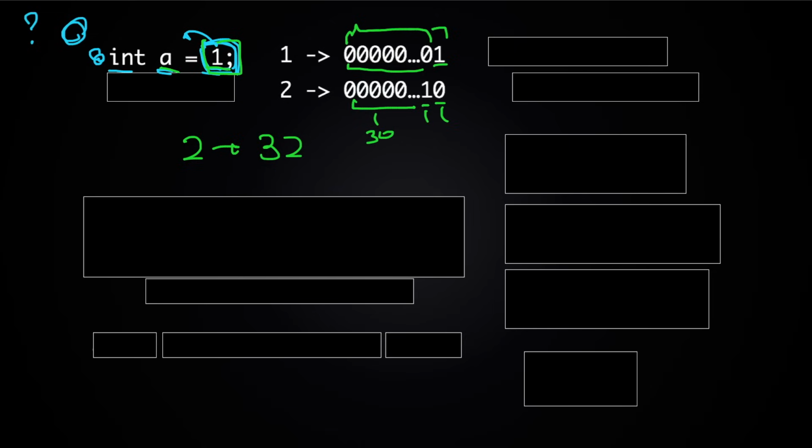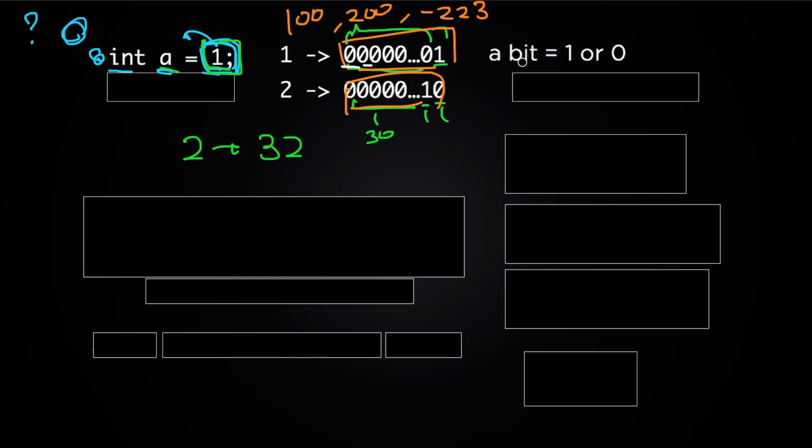And just like that, pretty much any integer that you might encounter in real life, whether it's 100 or 200 or minus 223, each of them can be expressed as 32 ones and zeros. Now, each of these zeros and ones is called a bit. So a bit is either 1 or 0. So we say each integer can be expressed with 32 bits.